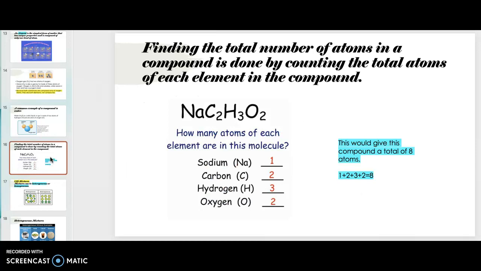So finding the total number of atoms in any compound is pretty simple. It's done by just counting the total atoms of the elements in the compound. So in this specific compound right here, we can see that there's 1 sodium, there are 2 carbons, 3 hydrogens, and 2 oxygens, and we find that by looking at the subscripts of each one, and there's a total of 8 atoms in this compound.